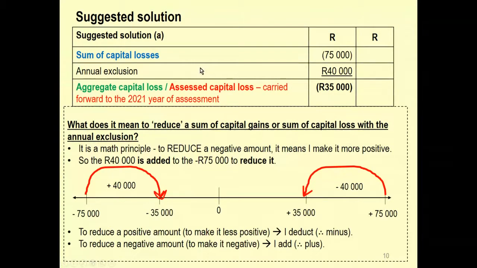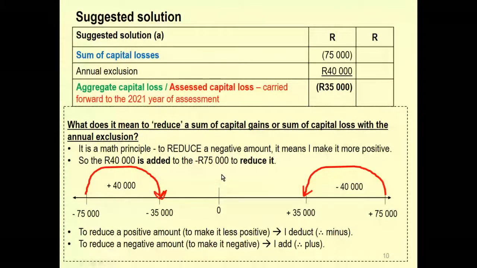Now the annual exclusion reduces both a sum of capital gains as well as a sum of capital losses. And this is something that you guys have to be very, very careful of when you are dealing with negative amounts. This is a math principle, so I drew a number line. I have 0. Anything to the right of 0 is positive. Anything to the left of 0 means I start working with negative amounts, right?